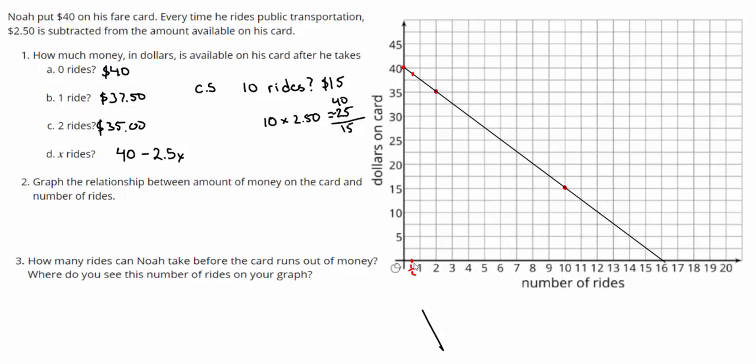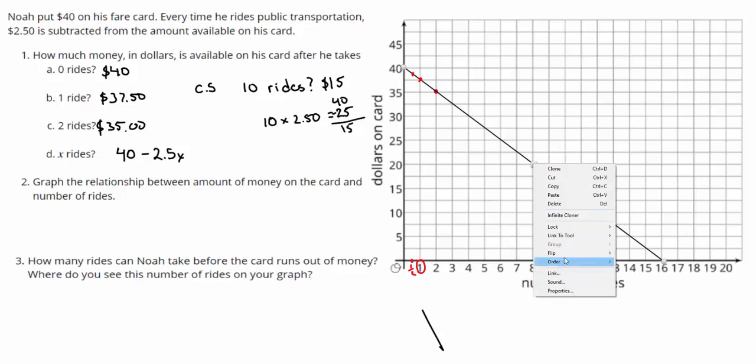But here's the problem. Can he take half of a ride? When you use public transportation, you have to pay the full amount, no matter how far you're going, even if you're going to the next stop. So whether you go to the last stop or the first stop, you still have to pay for 1 full ride. You're still going to have to pay that amount. So I am going to take away that line because there shouldn't be any data in between those points.